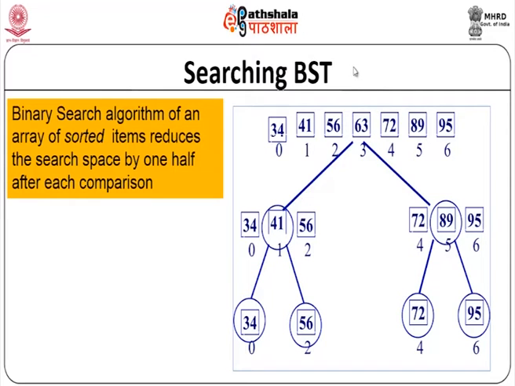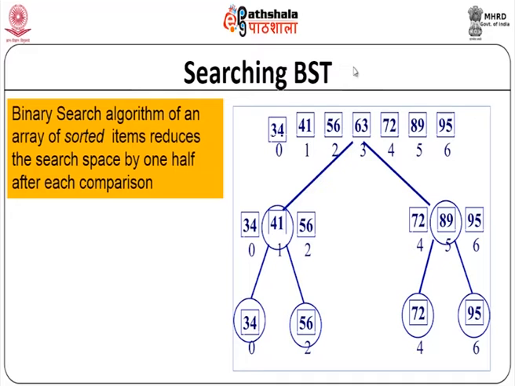So, I have the nodes 34, 41, 56, 63, 72, 89 and 95. I start with 63. All the nodes to the left of 63, that is 34, 41, 56, will come to the left, and 72, 89, 95 will come to the right. In 34, 41, 56, 34 will come to the left and 56 will come to the right. In 72, 89, 95, 72 will come to the left and 95 will come to the right. So, that is what we are trying to say.